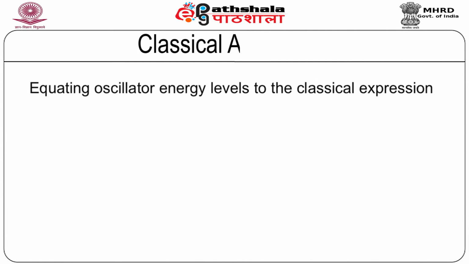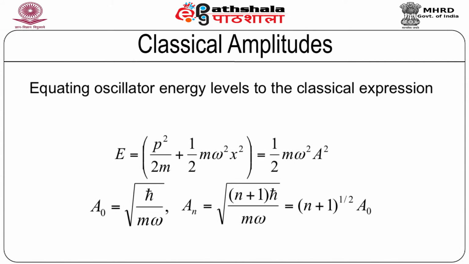Well, let me tell you how to find out the amplitudes, because in the diagrams we had shown the amplitude. From this equation, if you equate the classical expression to the oscillator energy levels we have found, (n plus half) h cross omega, then you get A0, that is the square root of h cross by m omega, and An, the classical amplitude for the nth state, which is equal to the square root of (n plus 1) h cross by m omega, which is equal to the square root of (n plus 1) times A0.